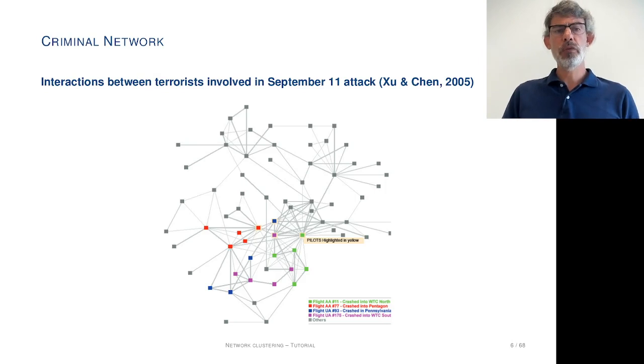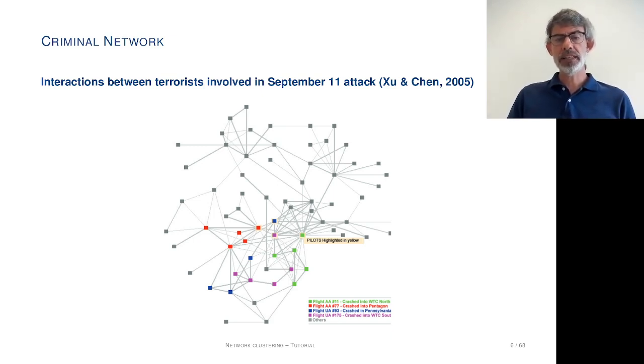So here's a real social network, which is the interaction between terrorists involved in the September 11th attack in the United States. Each node here is a person, and edges encode interactions between them, and the different colors represent the terrorists that were inside each of the hijacked planes during this attack.